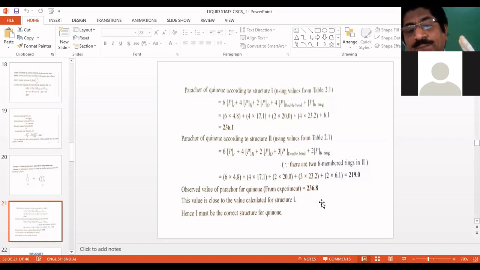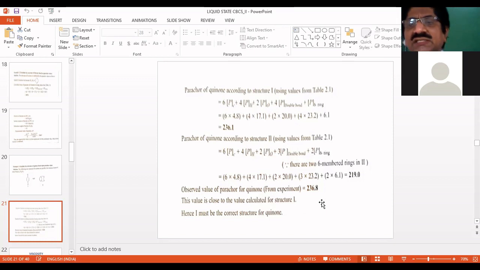So in this way, in doubtful cases, we can decide the correct structure of an organic compound by studying the surface tension in the form of the parachor. So this is an application of the parachor. Now here, one characteristic property of liquids is the surface tension, and the supporting property related to the surface tension, which we have studied, is the parachor.